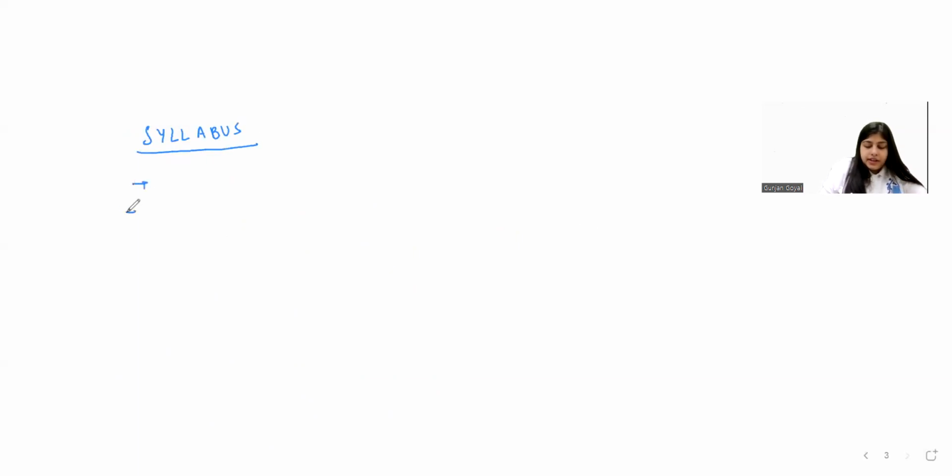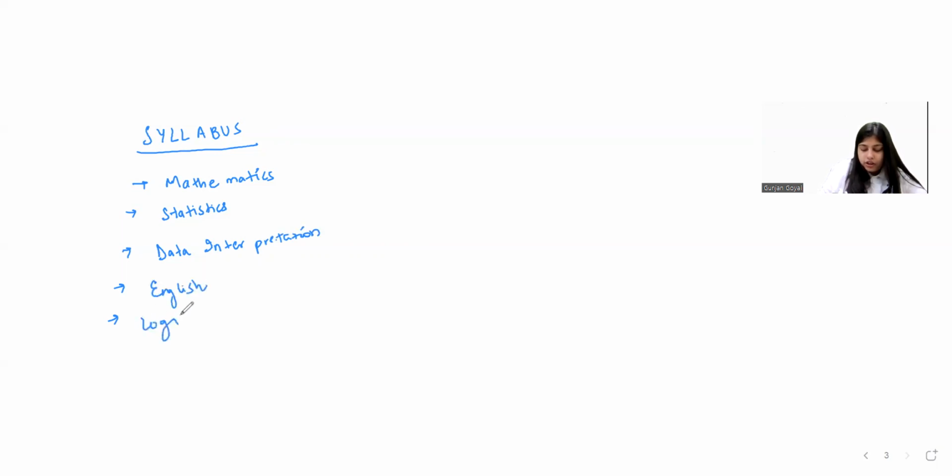Coming to the syllabus, it consists of 5 subjects, which is mathematics, statistics, data interpretation, English, and logical reasoning. Okay. So these are the 5 subjects of the paper.